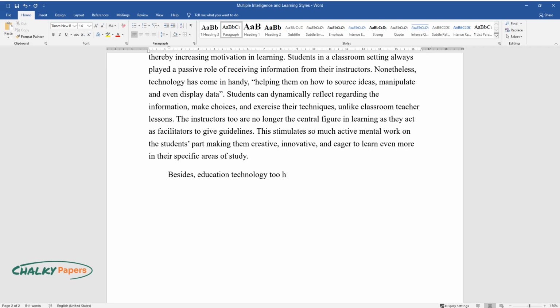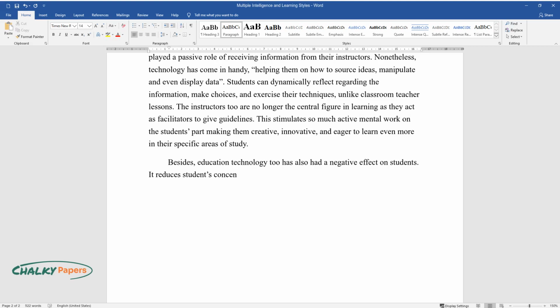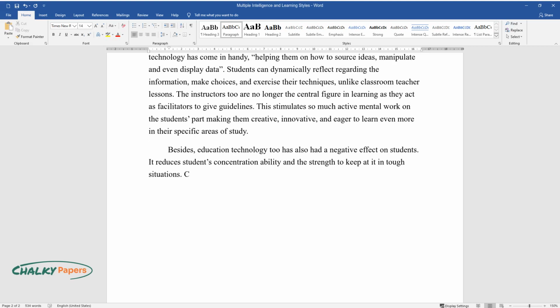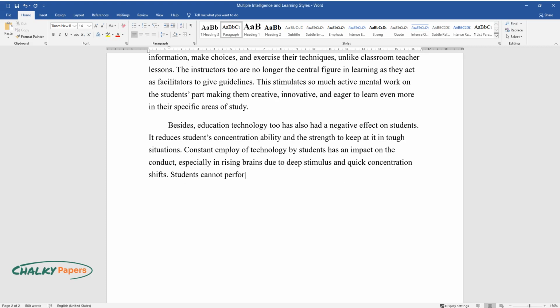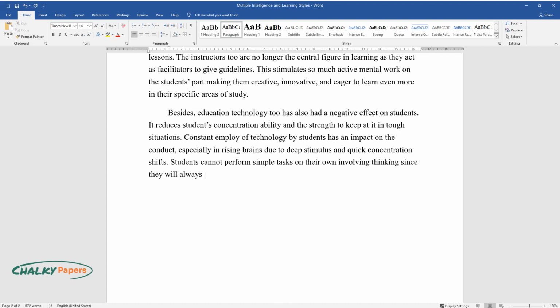Besides, education technology has also had a negative effect on students. It reduces students' concentration ability and the strength to keep at it in tough situations. Constant use of technology by students has an impact on the conduct, especially in rising brains due to deep stimulus and quick concentration shifts. Students cannot perform simple tasks on their own involving thinking, since they will always rely on technology for solutions.